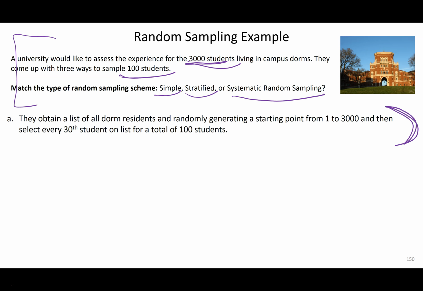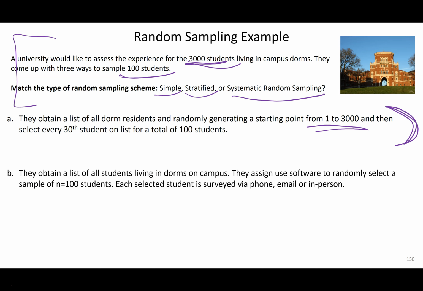So our first scenario, they obtain a list of all dorm residents because they're a university and they have access. And they randomly generate a starting point from 1 to 3,000 and then select every 30th student on the list for a total of 100 students.